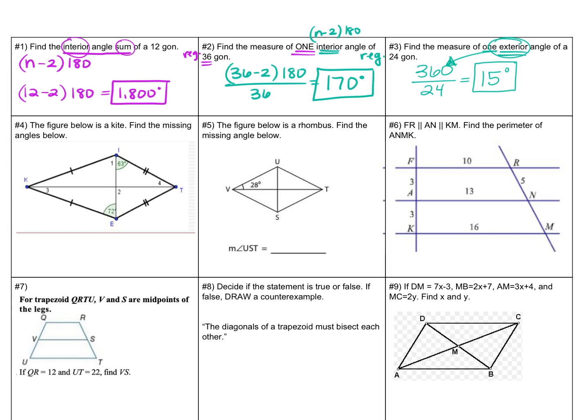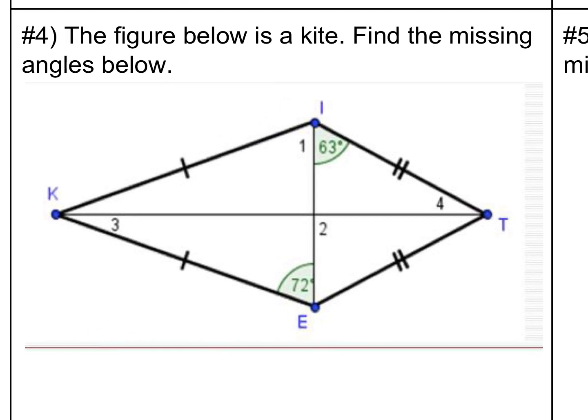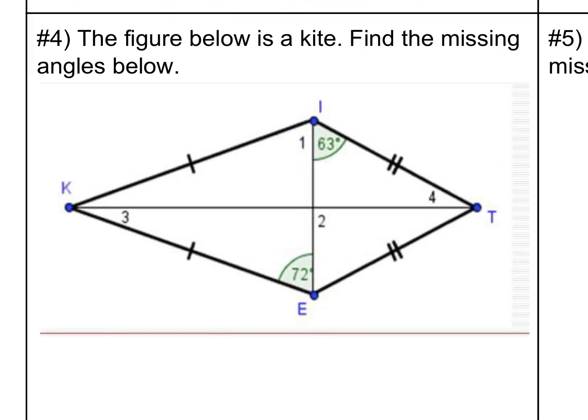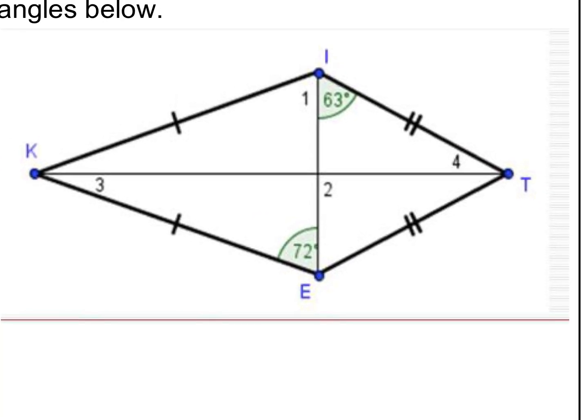Okay, number 4. This is a kite. What's the measure of angle 1? It's not 63. It's 72. Yeah, this angle here is the same as this one here. So angle 1 is 72 degrees.